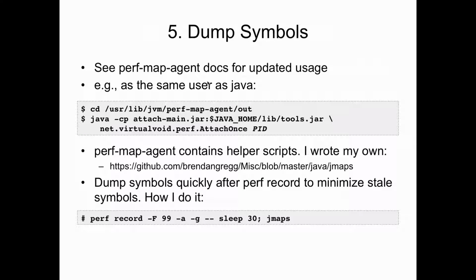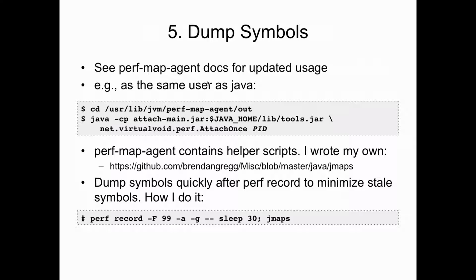Dump symbols out using perf-map-agent. It gets a bit tricky when it comes to user ID and ownerships. If you've played with this stuff, you need to run perf as root, and you need to run this as the same owner as Java. The first time you try this and you stumble into all this weirdness, you'll want to shell script it. And you'll want to, it's like, I never want to type this in the command line again.